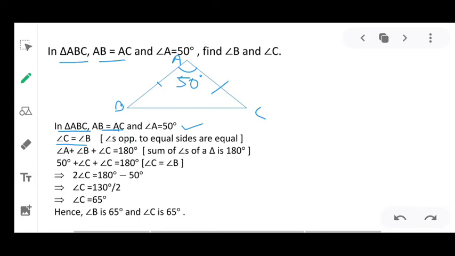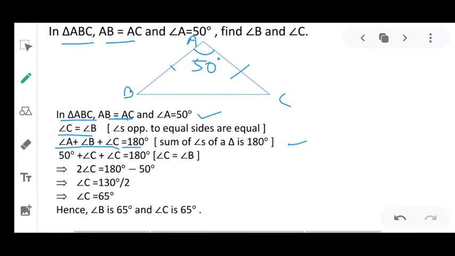Okay, then angle A plus angle B plus angle C equals to 180 degrees. That is because the sum of angles of a triangle is 180 degrees. Clear? Now the value of angle A is 50 degrees. Okay, so 50 degrees plus, write angle C instead of angle B, because angle C equals to angle B, plus angle C equals to 180 degrees. Clear?